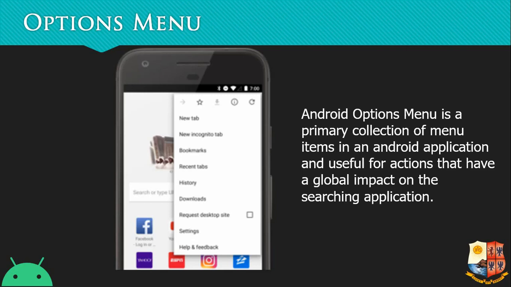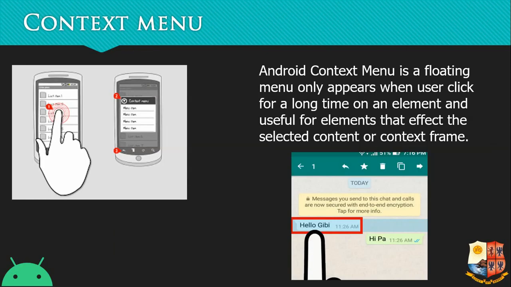Please remember this. These are options menus. It's not like you have to select something. You just open the application and you'll be able to see an options menu. Remember that. That's an options menu, what I've shown in the screenshot here. I hope you understand what an options menu is. Let's go to what is a context menu.